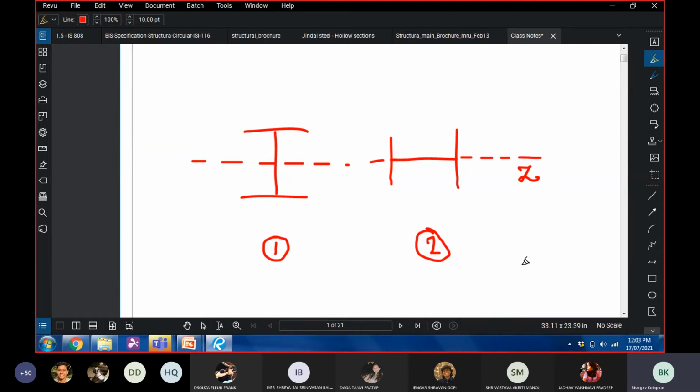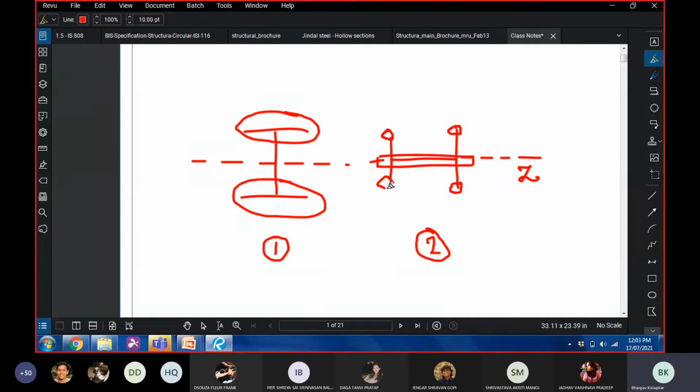So the greater the distance, the greater the moment of inertia. In the first section, you have so much material that is at a larger distance from the axis, and therefore you have a better moment of inertia. Here, the majority of material is not going to resist any bending because it is along the neutral axis. There's only some amount of material at an extreme distance, and therefore you can expect one to have a much larger moment capacity as compared to two.